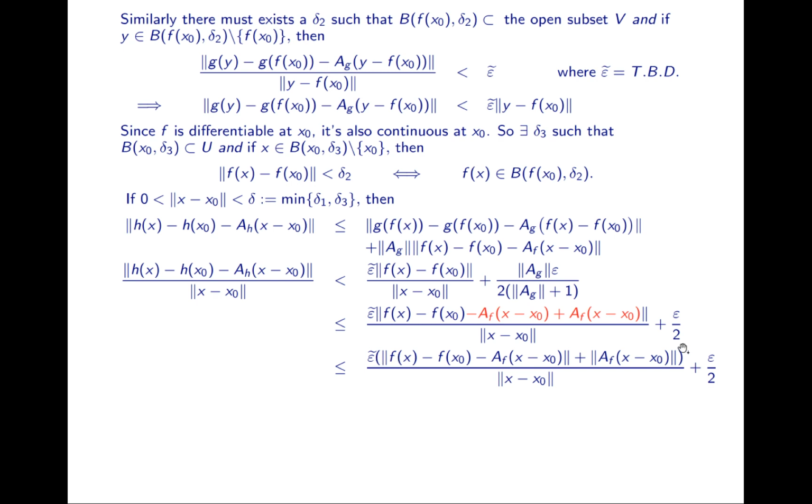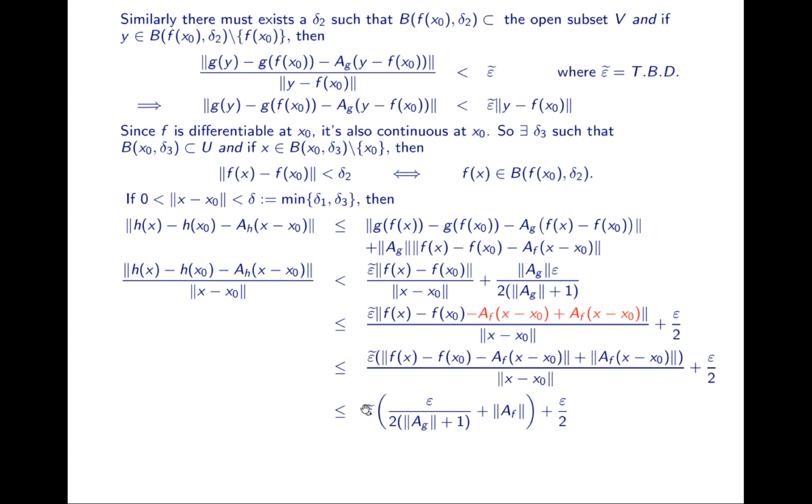I can then use a triangle inequality to split that. And if I look at this term divided by this, that's just my difference quotient for the derivative of f, which I know I can make as small as I like, and I've already made it this small. And the norm of A_f times this times x minus x naught divided by the norm of x minus x naught, that's less than or equal to the norm of A_f times epsilon tilde. So the second term I've made half of epsilon. Well, I can make this half of epsilon.